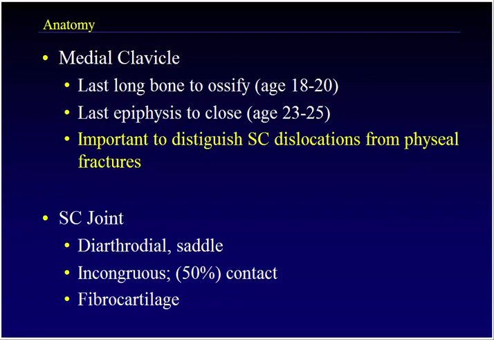Remember that the medial aspect of the clavicle is the last long bone to ossify, and that does not occur in most adult patients till the age of 18 to 20, and then the epiphysis doesn't close typically until age 23 to 25. So this is something that frequently comes up, and you rarely will see it clinically, but you'll see it often on standardized orthopedic examinations where differentiating between a fracture and an epiphyseal injury with medial clavicle injuries. And it's very important to distinguish sternoclavicular dislocations from physeal fractures, and we'll talk about that. The sternoclavicular joint is unusual in that it's a diarthrodial saddle joint, and it's incongruous.